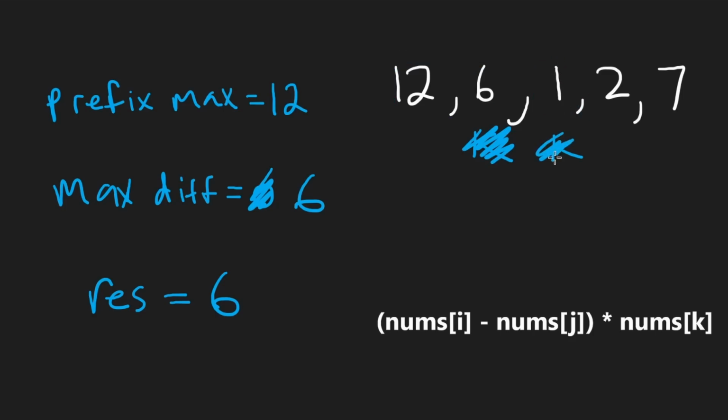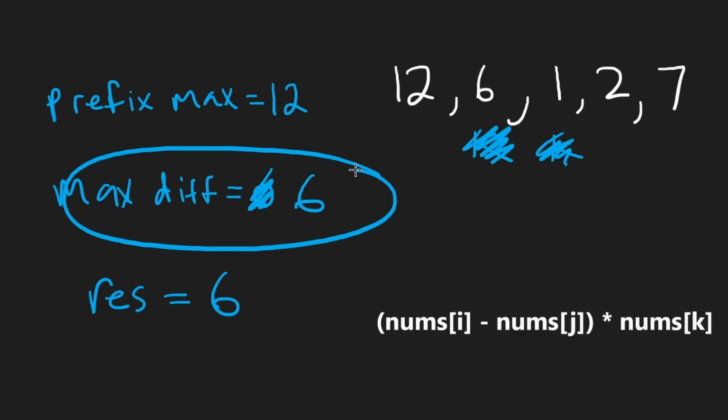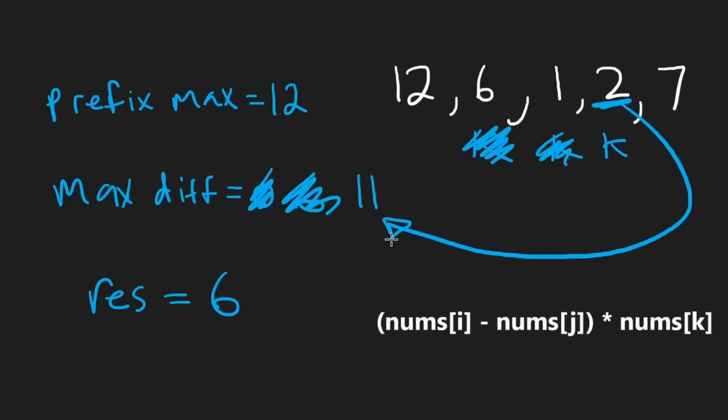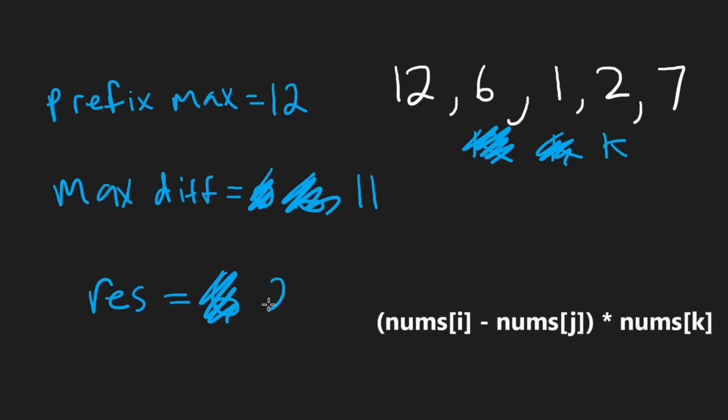So next, before we shift the k value, we might potentially update these values. Is prefix max updated? Of course not. Is the max diff updated? Well, actually, yes, because we take 12 minus 1, we get 11. 11 is bigger than this, so go ahead and replace it. So now our k value is over here at 2. Take 2, multiply it by 11, we get 22. That is bigger than our current result, so we can update our result to be 22.